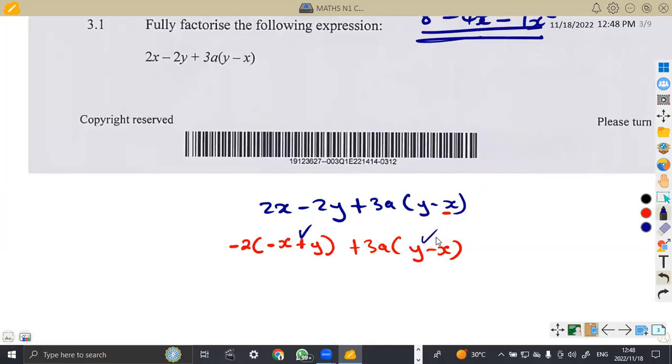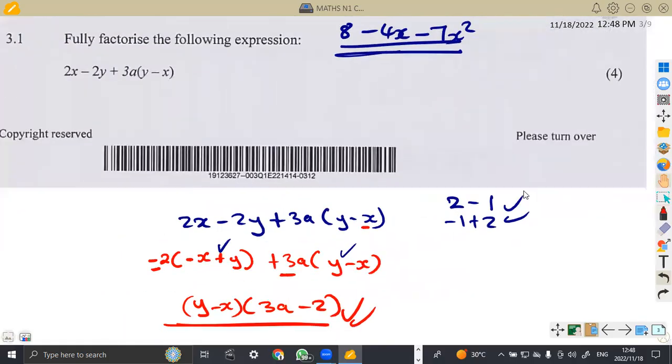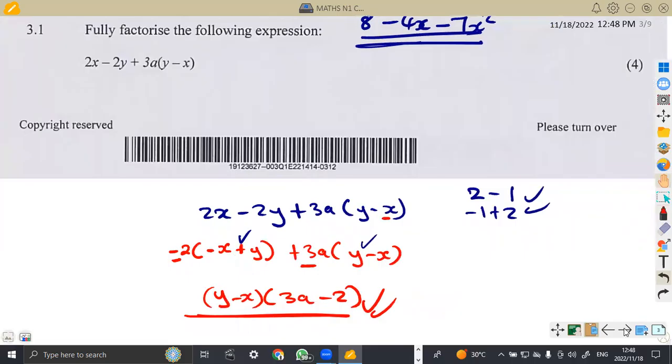Take note, guys, if I write 2 minus 1, minus 1 plus 2, these are the same. So that was the condition. And we know that once these two are the same, I just have to write one of the brackets out, which is y minus x. Then you are left with minus 2 plus 3a in another bracket, which is 3a minus 2, or you can write it as minus 2 plus 3a. So that was what we are going to have in this case. As you can see, guys, it was actually clear. I've got 4 marks for that. So this is how they can ask these questions, guys.